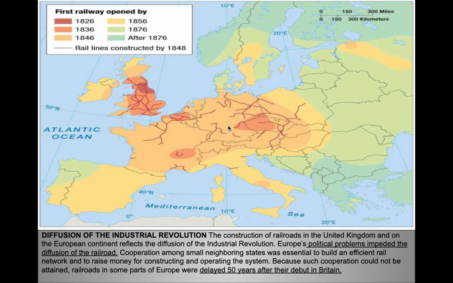So that will tell you areas of the world that are more developed today. When we go back to our development unit, these areas will be more developed because the diffusion of the industrial revolution happened there first.